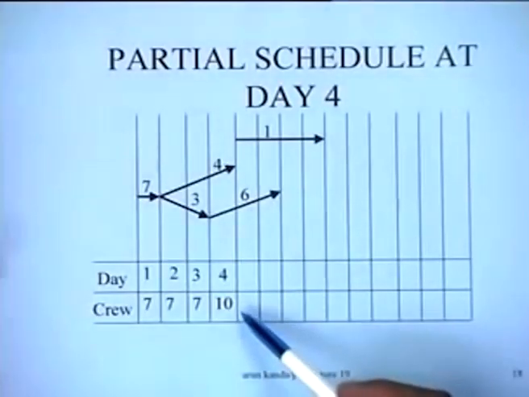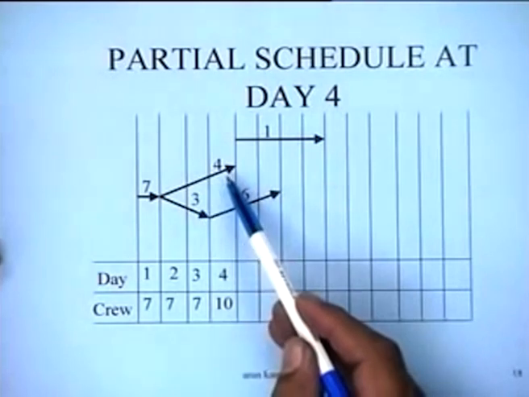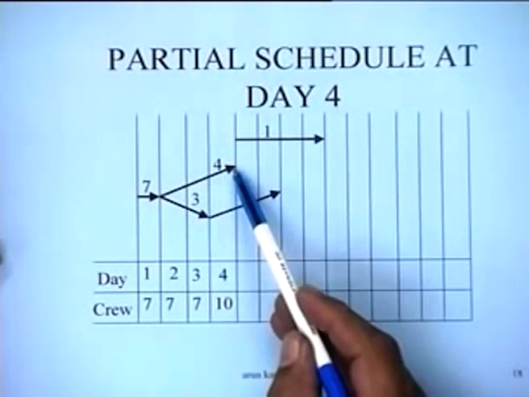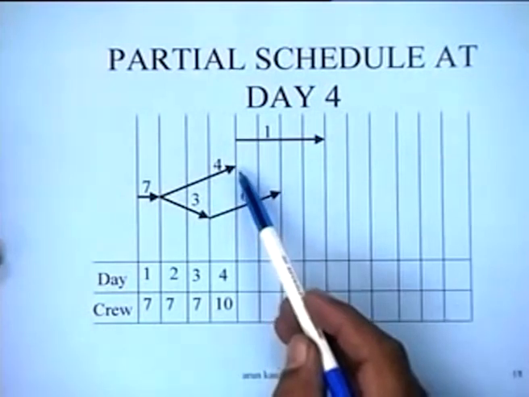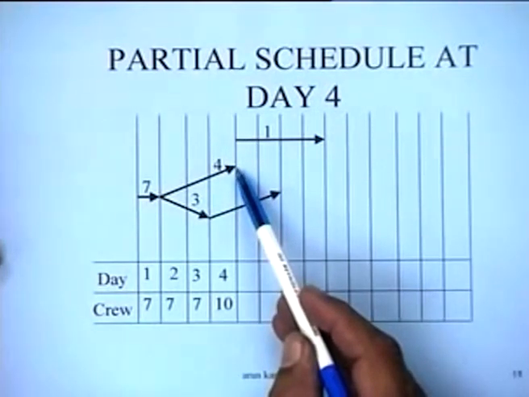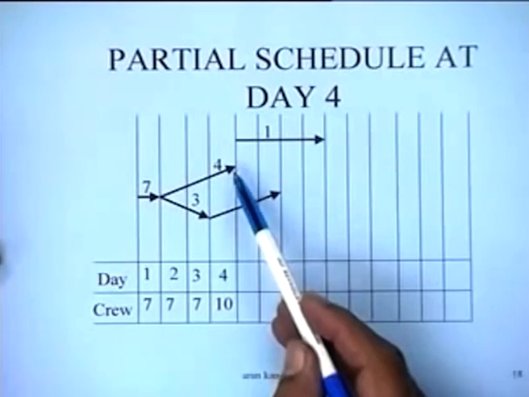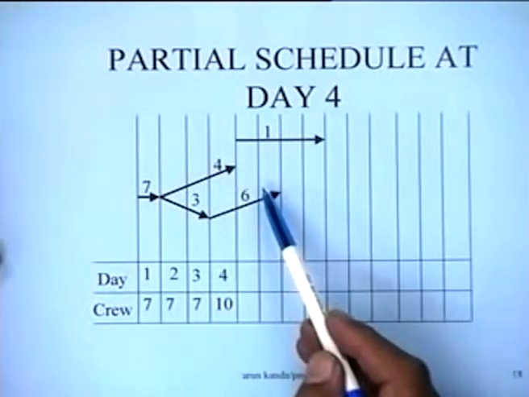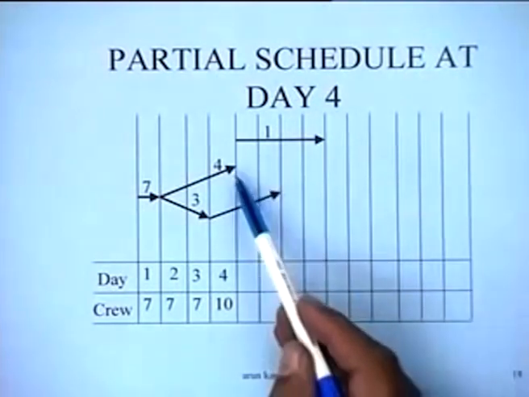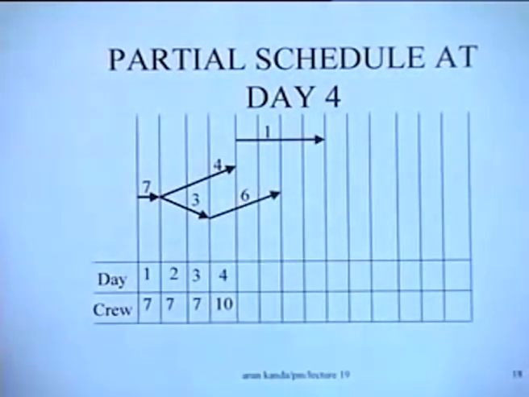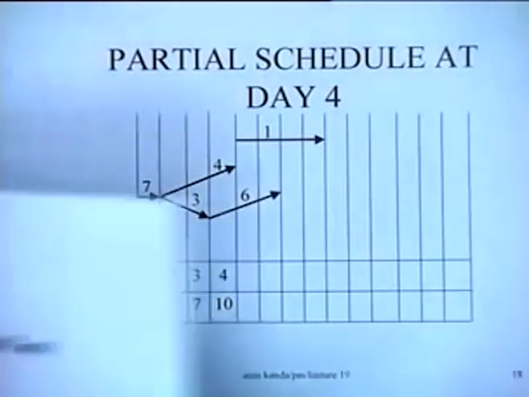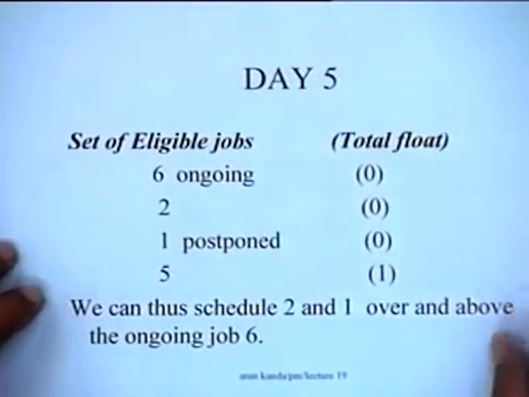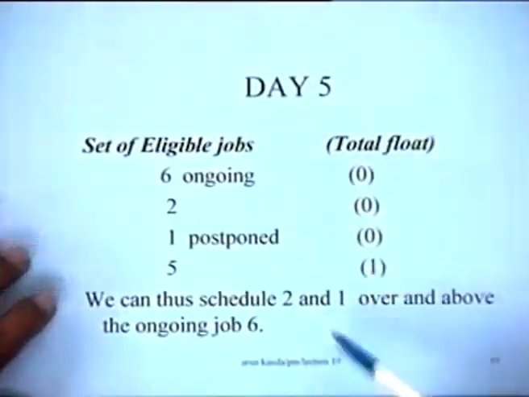You see, on day 5, as you can see from this partial schedule, job number 4 is going to be over. So the moment job number 4 is over, job number 2, which is the immediate successor of job number 4, would become a candidate for placement on the list, and it being a critical job, it would ask for priority. So on day 5 our situation is something like this.